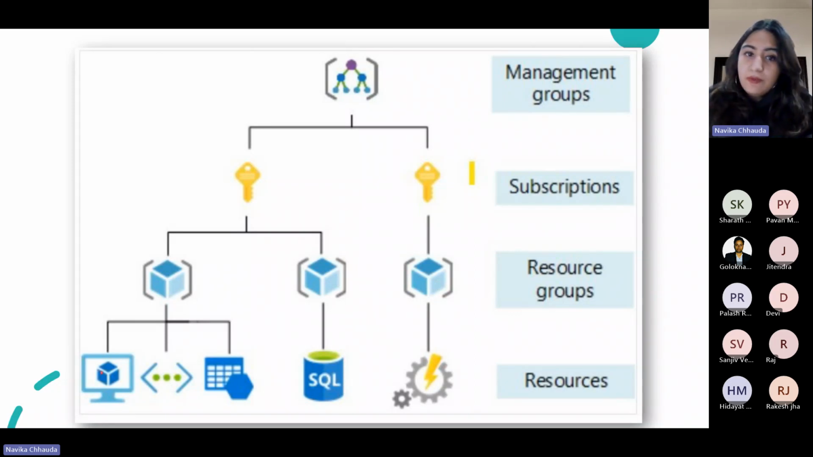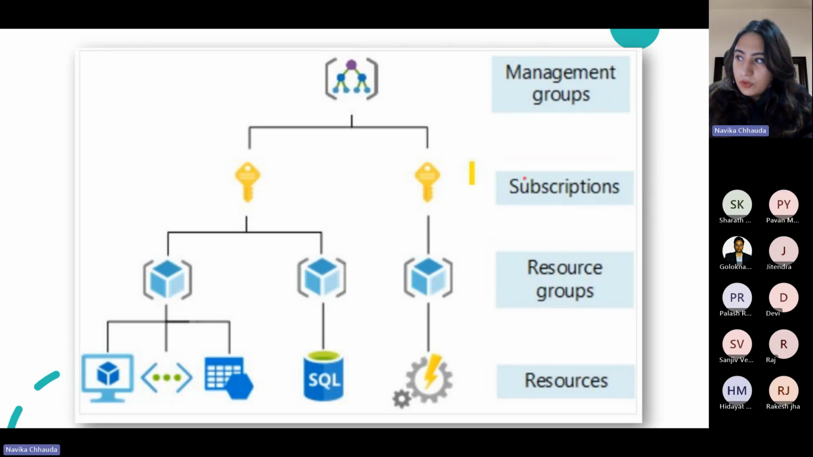So we have the management groups at the top, right? What is a management group? A management group is a group of subscriptions. That is what a management group is all about. Within each management group, you can have one single subscription, which works perfectly fine, or you can have a group of subscriptions within it. So firstly, you have a management group, which is a group of subscriptions.